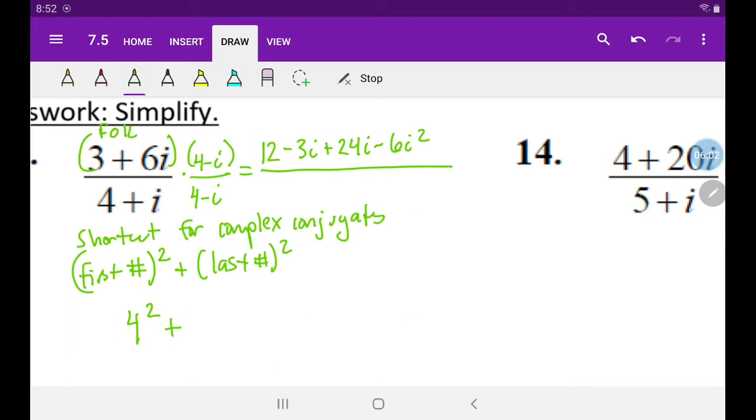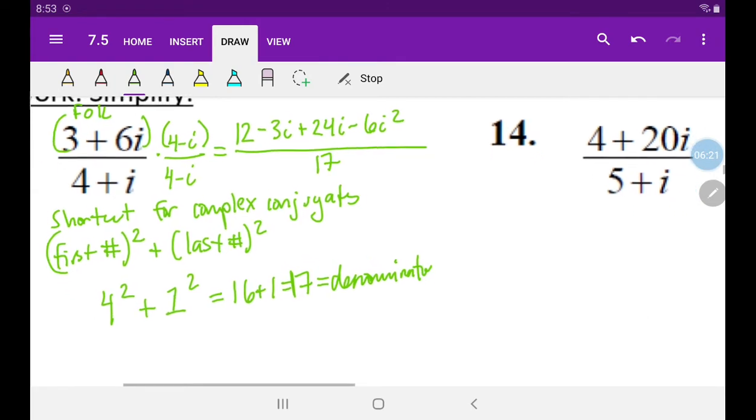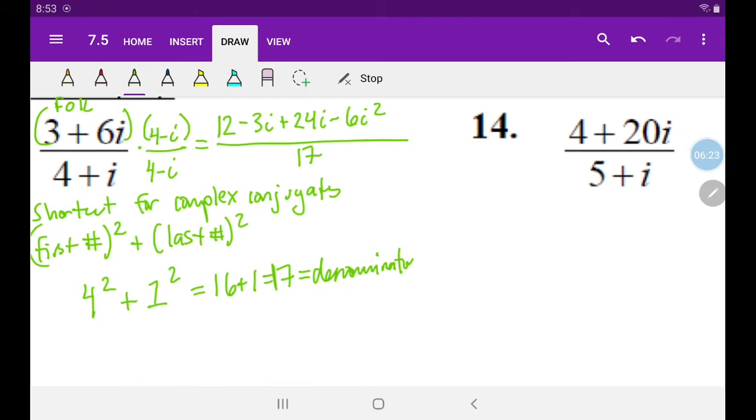We don't see anything in front of i. So for us, it's just going to be 1, right? There's a 1 hiding in front of that i. So then we have 16 plus 1, which is 17. And so this is our denominator. Right, so we would kick this up here. So we've got 17 right there. And then we would take that and simplify all of that.